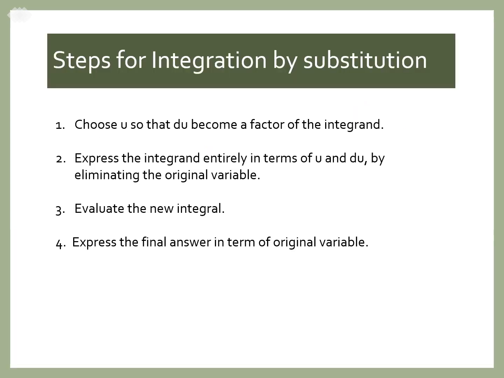Following are the steps for integration by substitution. 1. Choose u so that du becomes a factor of the integrand. 2. Express the integrand entirely in terms of u and du by eliminating the original variable. 3. Evaluate the new integral. And finally, express the final answer in terms of the original variable.